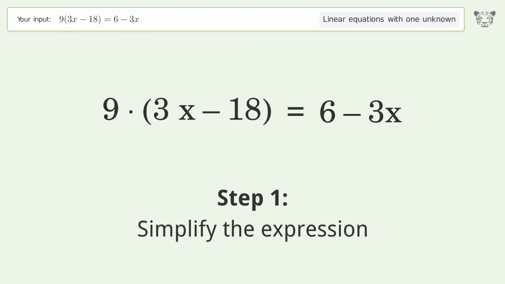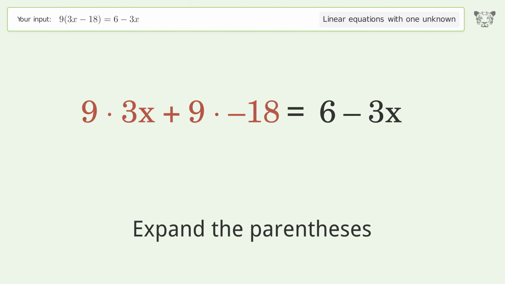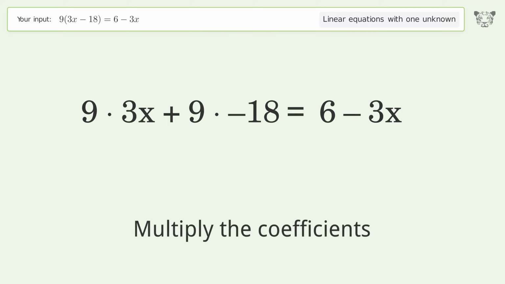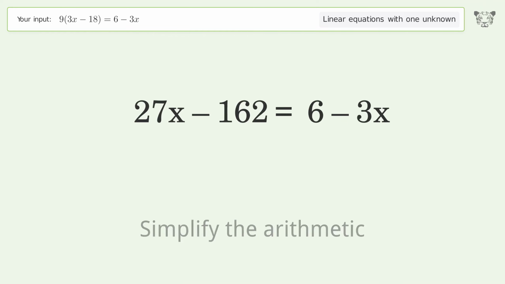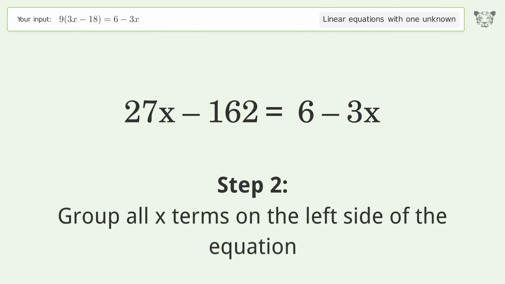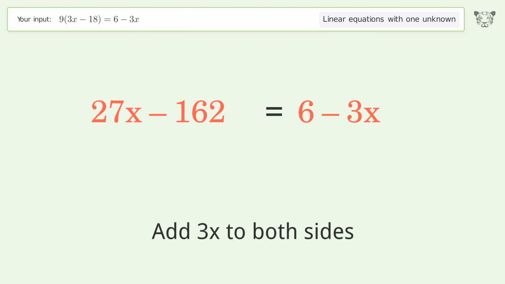Simplify the expression. Expand the parentheses. Multiply the coefficients. Simplify the arithmetic. Group all x terms on the left side of the equation. Add 3x to both sides.